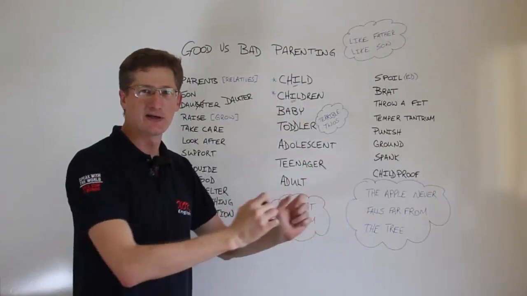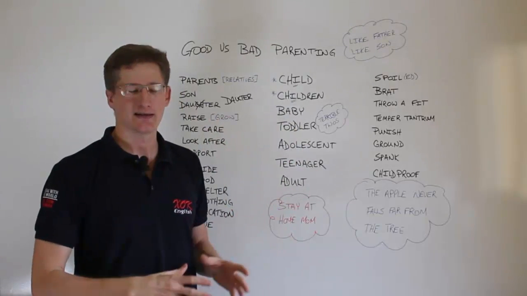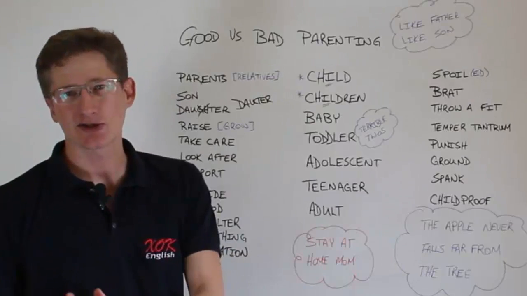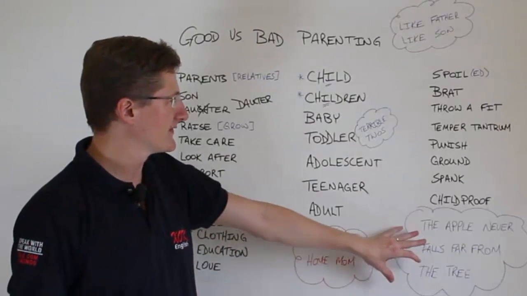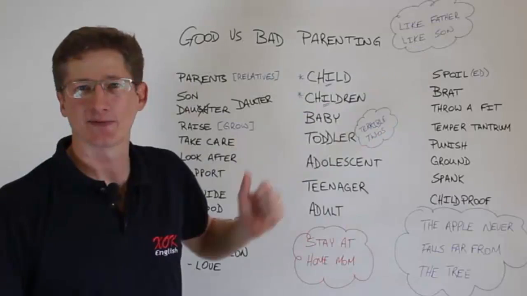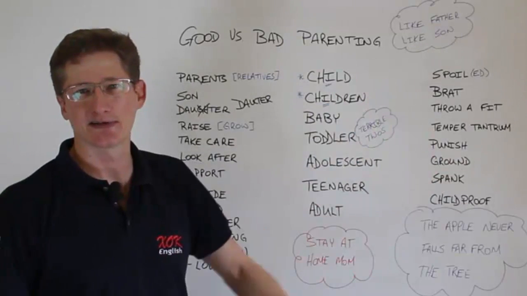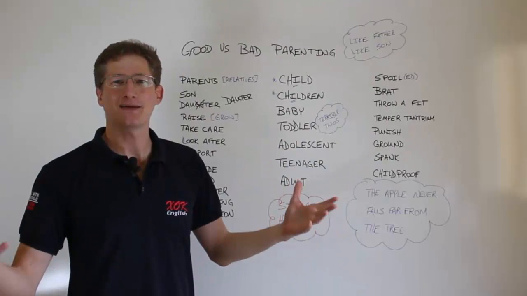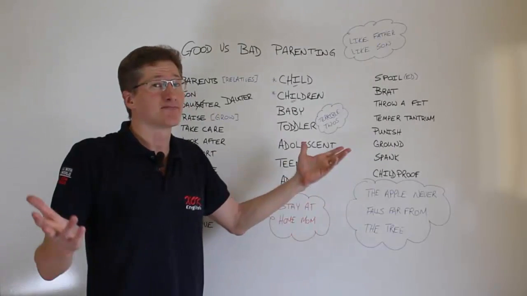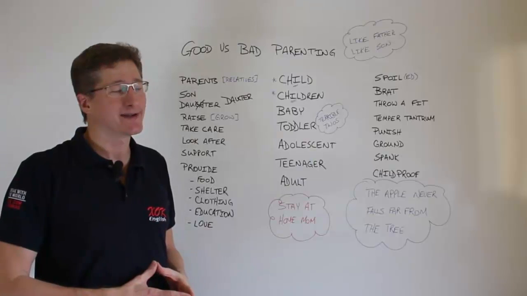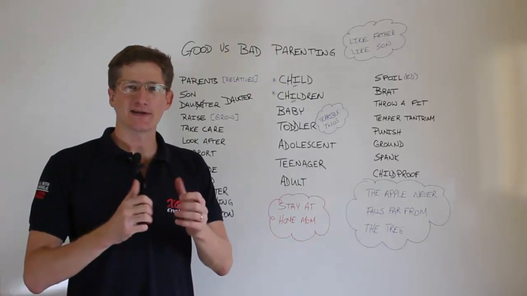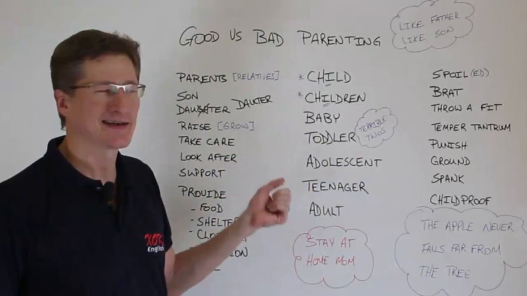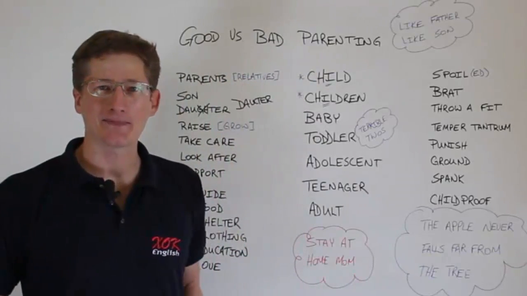If their parents were good, then we can say that the child is going to be good. If the parents were bad, we can say that the child will probably be bad. So for example, if the child's father was a very bad person, irresponsible, and then the child grows up and does something bad, you can say, the apple never falls far from the tree, right? So there you go, folks. That's it, our quick lesson here on good versus bad parenting.